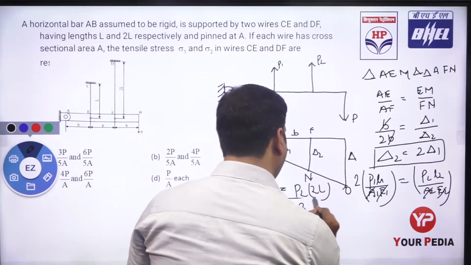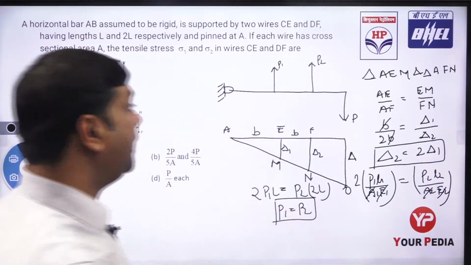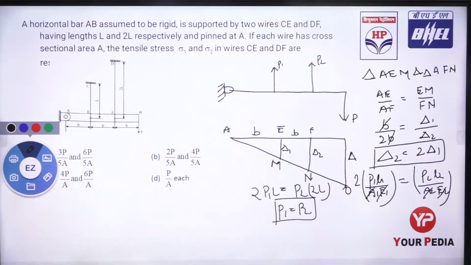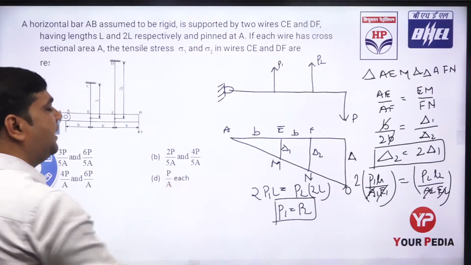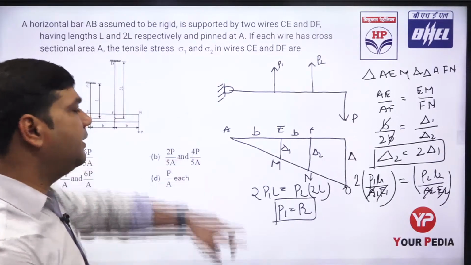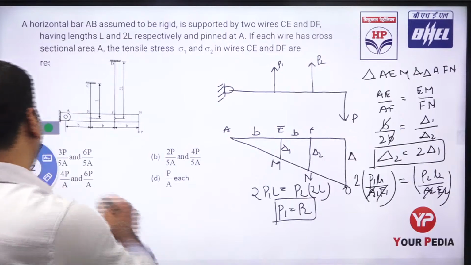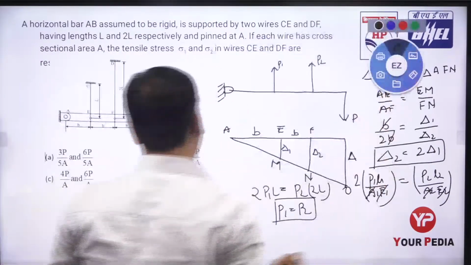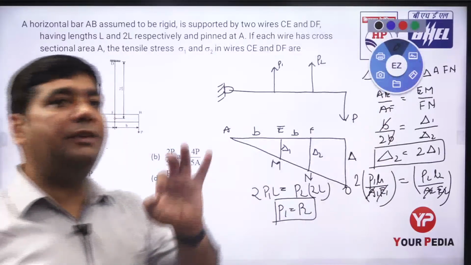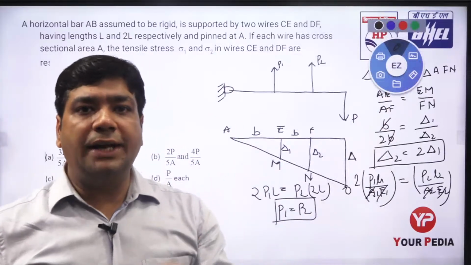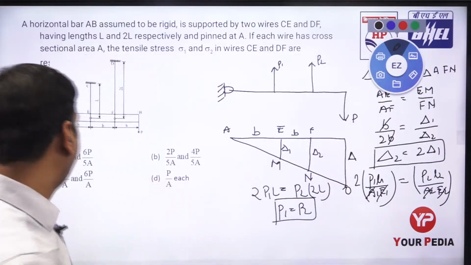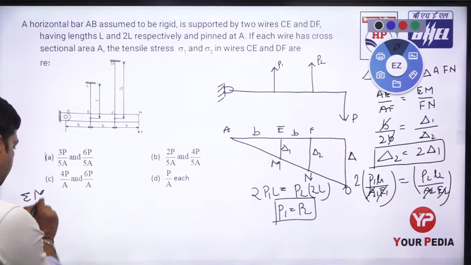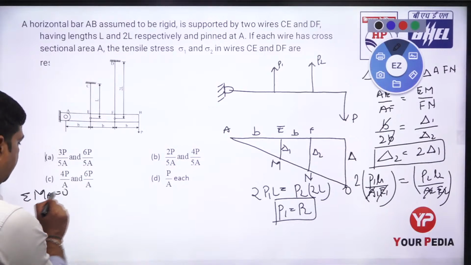There is one relation in terms of P1 and P2, but we have to take a relation in P1, P2 and P, because the answer is given in terms of P, not in terms of P1 and P2. So now we have to get some relation between P1, P2 and P. For that, we are taking a moment at point A. So just take the moment at A equals to 0.